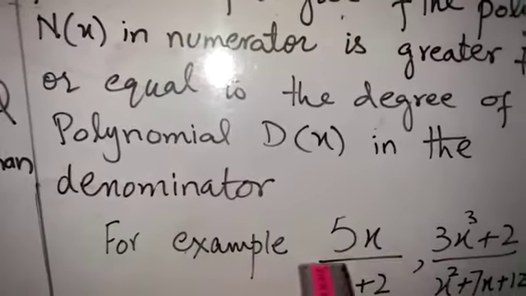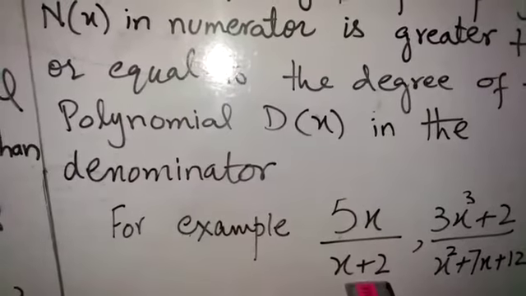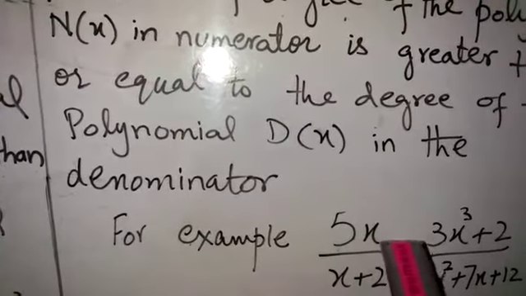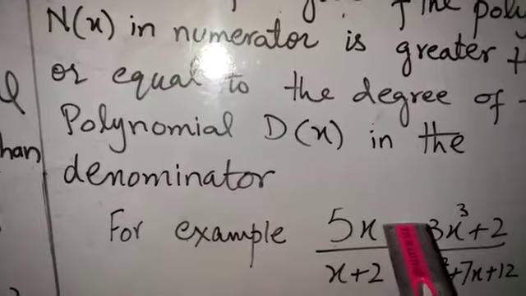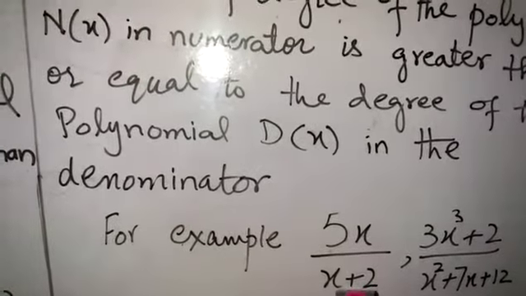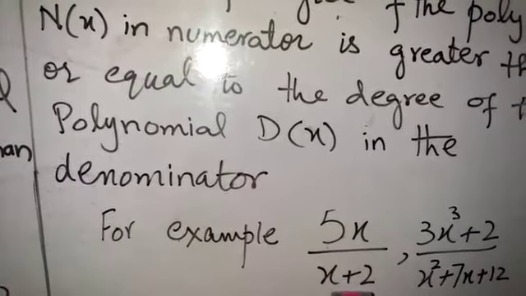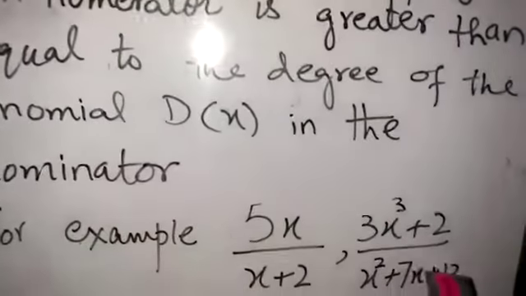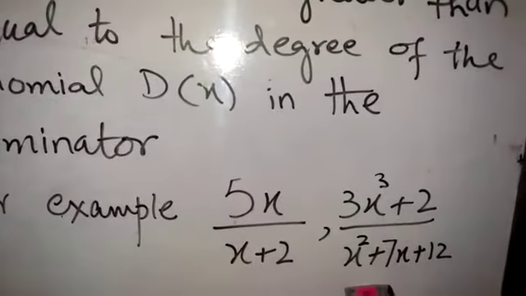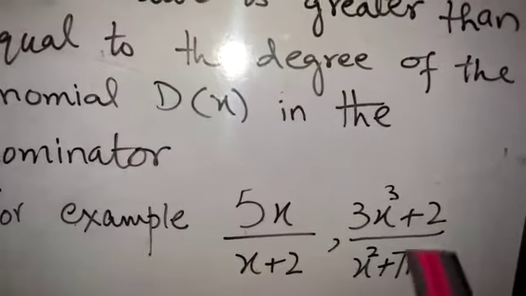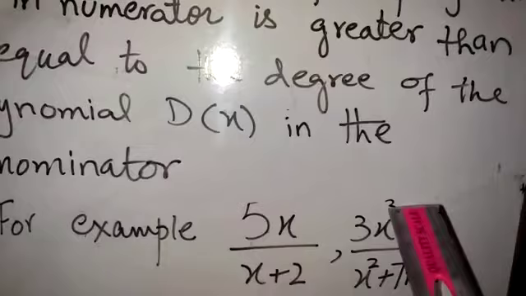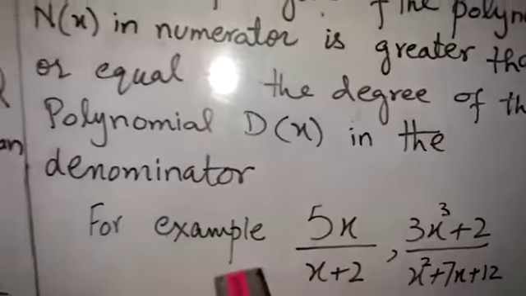For example, 5x divided by (x plus 2) is an improper fraction because in this example the degree of the numerator is 1 and the degree of the denominator is also 1. So the degree of the numerator and denominator is equal. Whereas in this example the degree of the numerator is 3 and the degree of the denominator is 2. So the degree of the numerator is greater than the denominator. It is called an improper fraction.